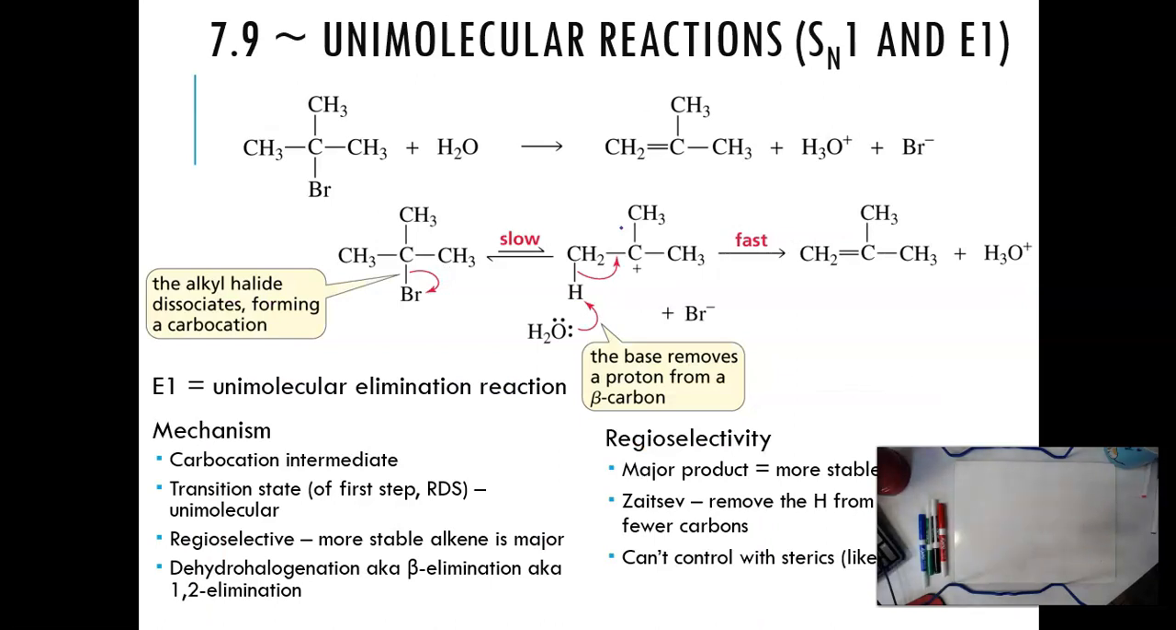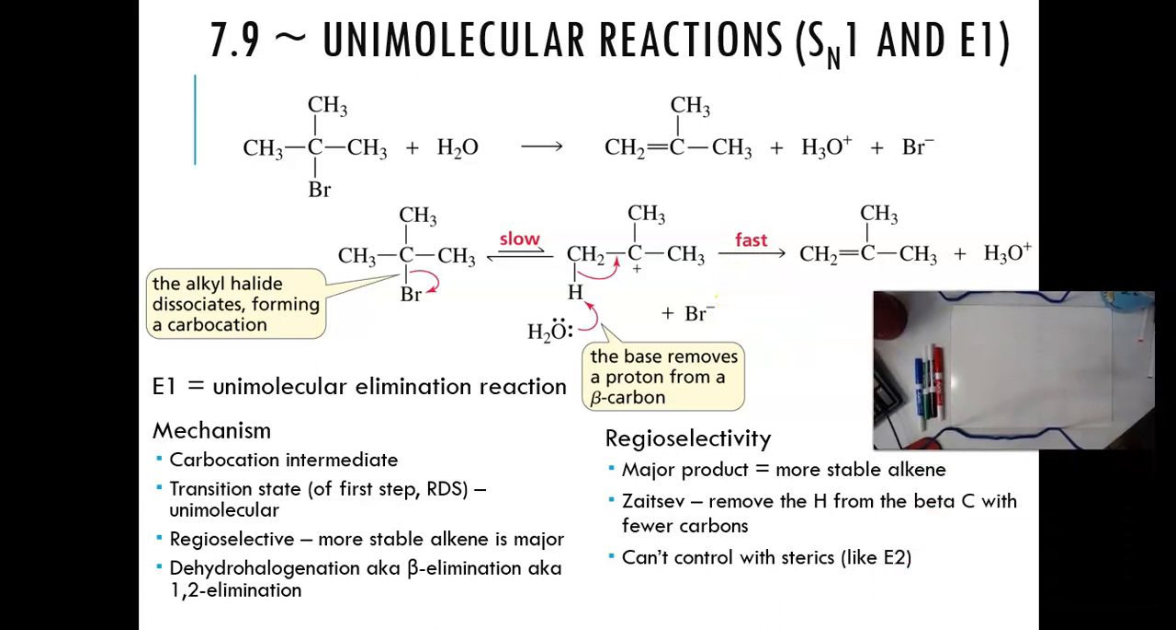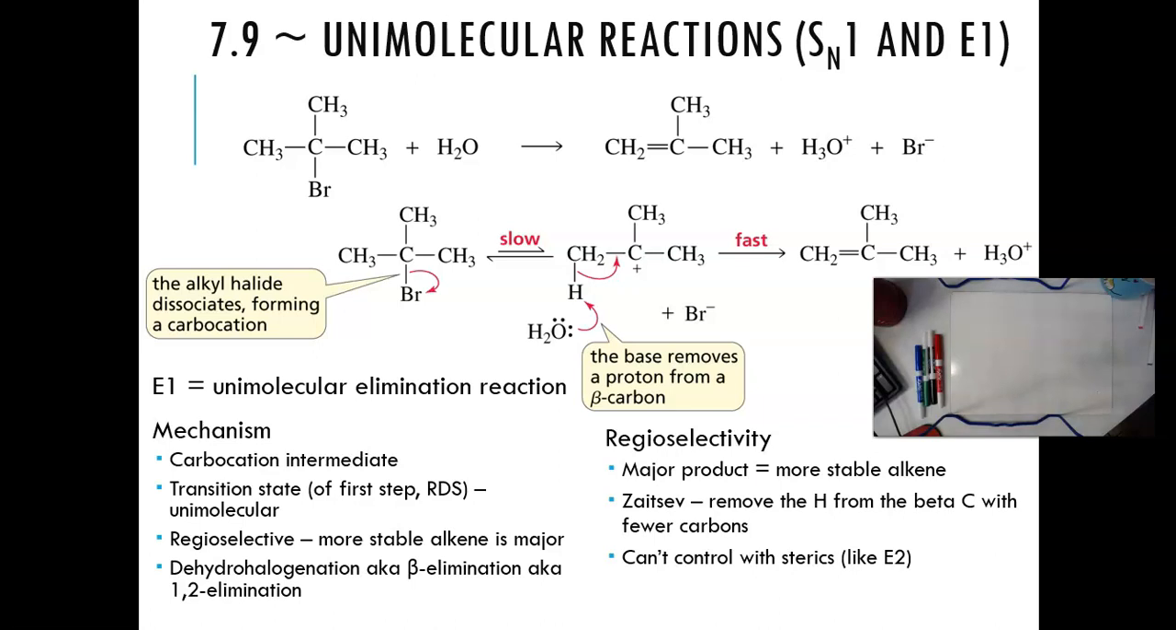All right, we're going to switch over to the E1 mechanism. So by the time we're done with this chapter, we will have talked about SN2, E2, SN1, and E1. Both of the S reactions are substitutions. Both of the E reactions are eliminations. Both of the 2s, SN2 and E2, occur in one step, and both of the 1s occur in two steps and have carbocation intermediates. So there are connections between the reactions that we can see using their names.